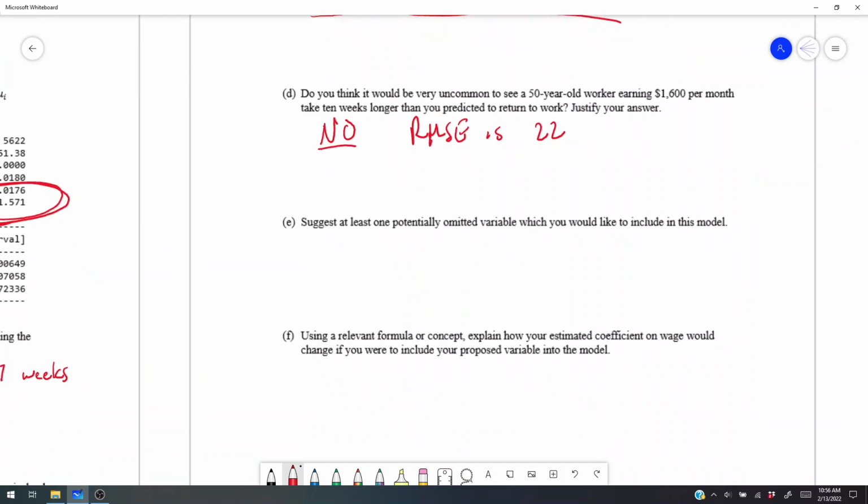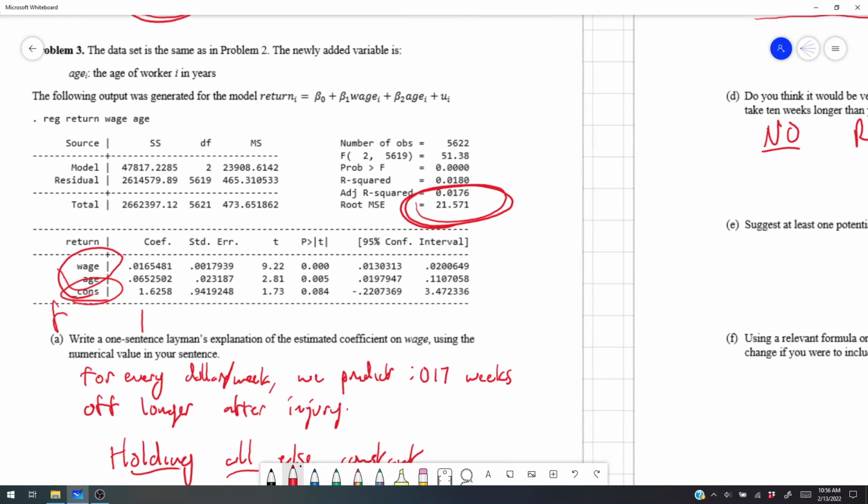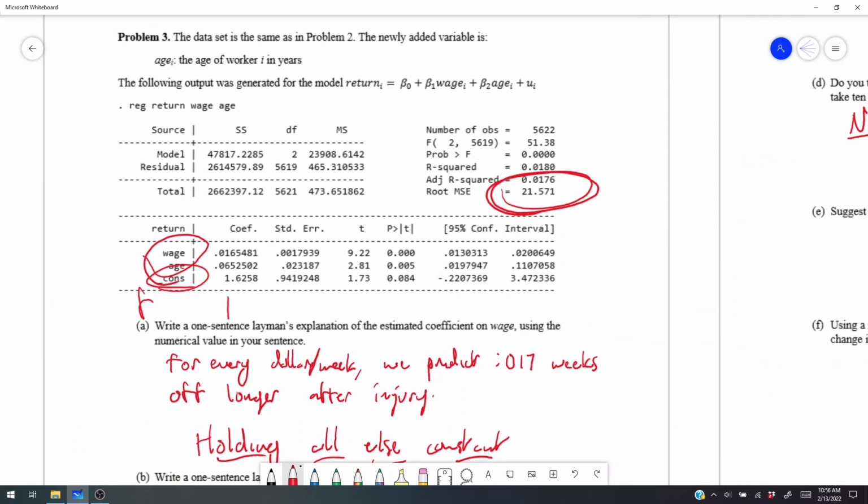Suggest at least one potentially omitted variable which you would like to include in this model. My goodness, so many things, right? How about, well, again, I point to R squared. Notice that the age and the wage of the worker tell you very little about how long they're going to be out of commission relative to the amount of variation in how long they're out of commission. So that means that there are other things that are way more informative, perhaps, or influential on how long it takes you to get better from an injury, a work injury.